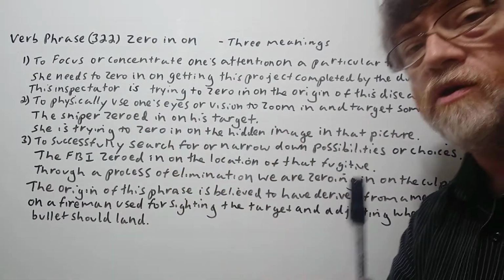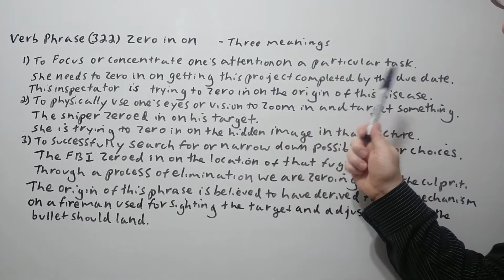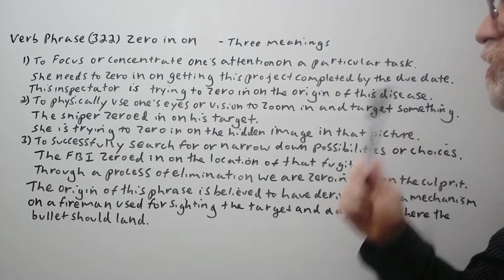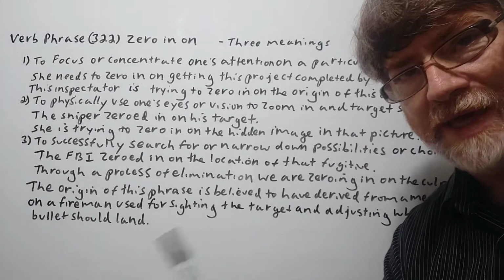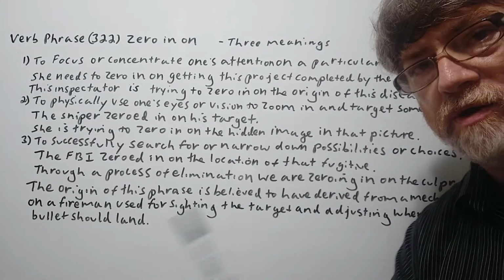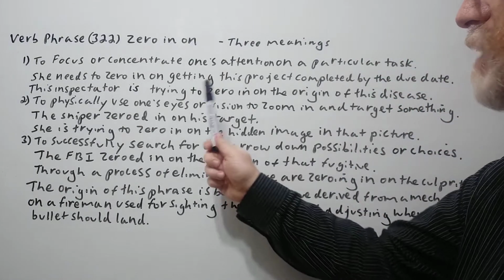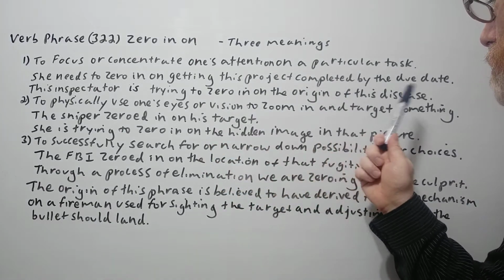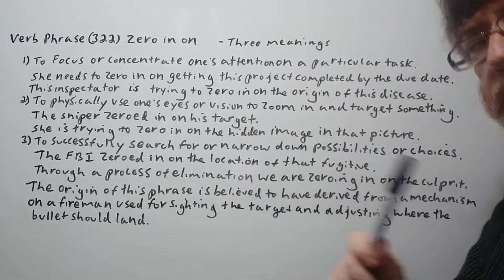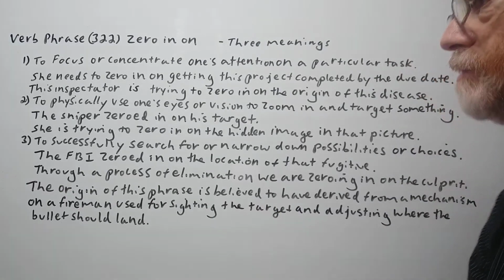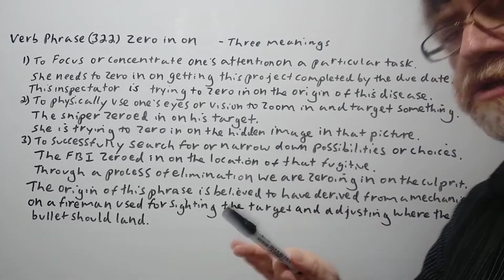She needs to zero in on getting the project completed by the due date. So she needs to focus on this because we can't be late, or they don't want her to be late. Number two, the inspector is trying to zero in on the origin of the disease, trying to figure out where it came from. So that's his job that he's trying to do here.